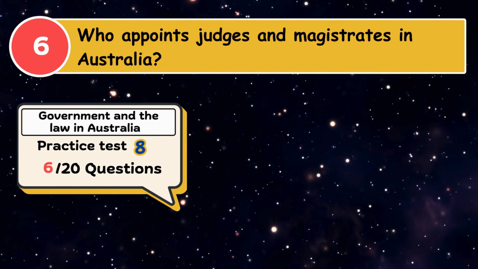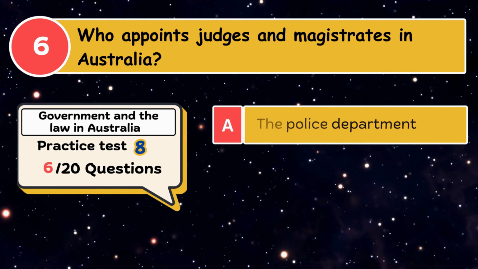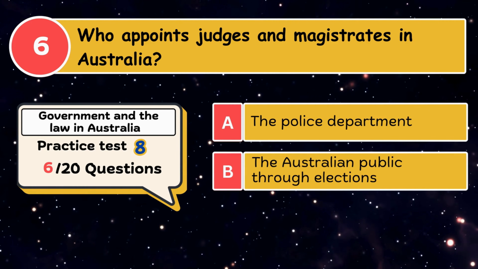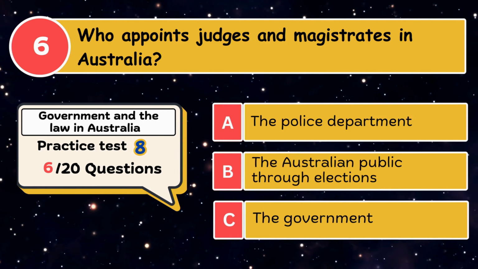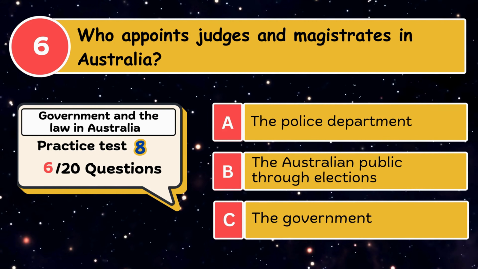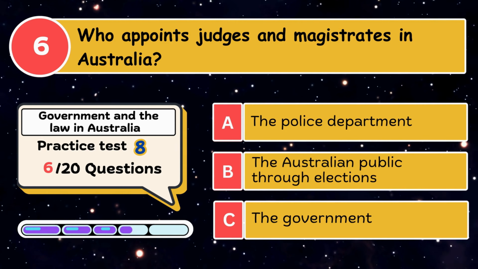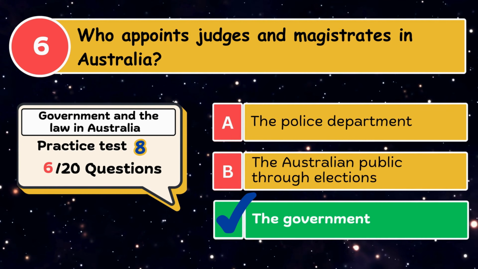Who appoints judges and magistrates in Australia? A. The Police Department. B. The Australian public through elections. C. The government. The correct answer is the government.